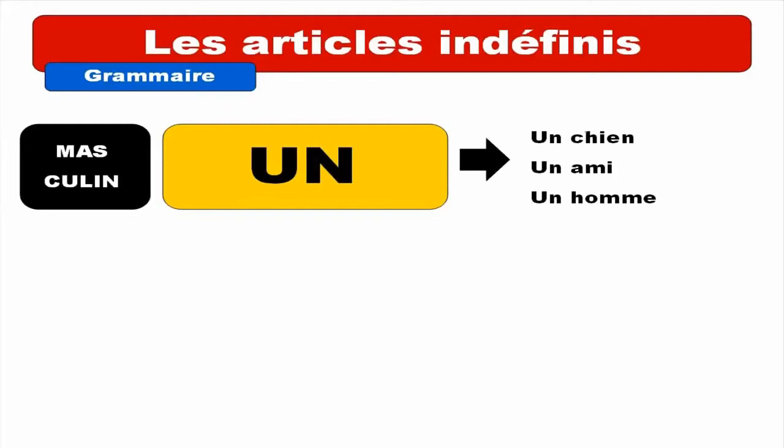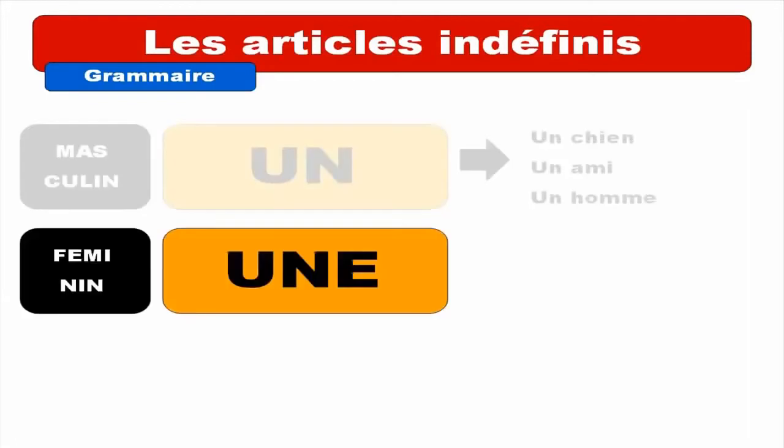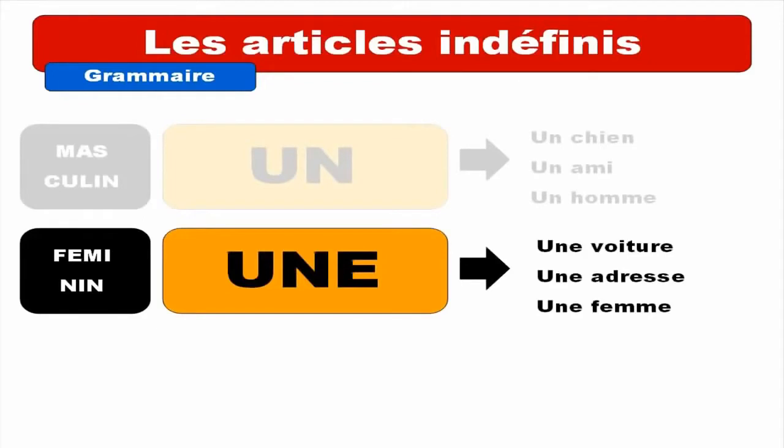Okay, same thing for the last example. Un homme. Repeat. Un homme. Okay, so now feminine form, it's une. Okay, and we get these examples. Une voiture. Repeat. Une voiture. Okay, and then une adresse.